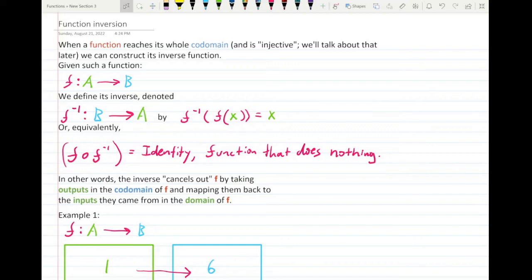Hey everyone, today we're going to talk about function inversion. When a function reaches its entire codomain and satisfies this property called being injective, which we'll talk about later, we can construct its inverse function.